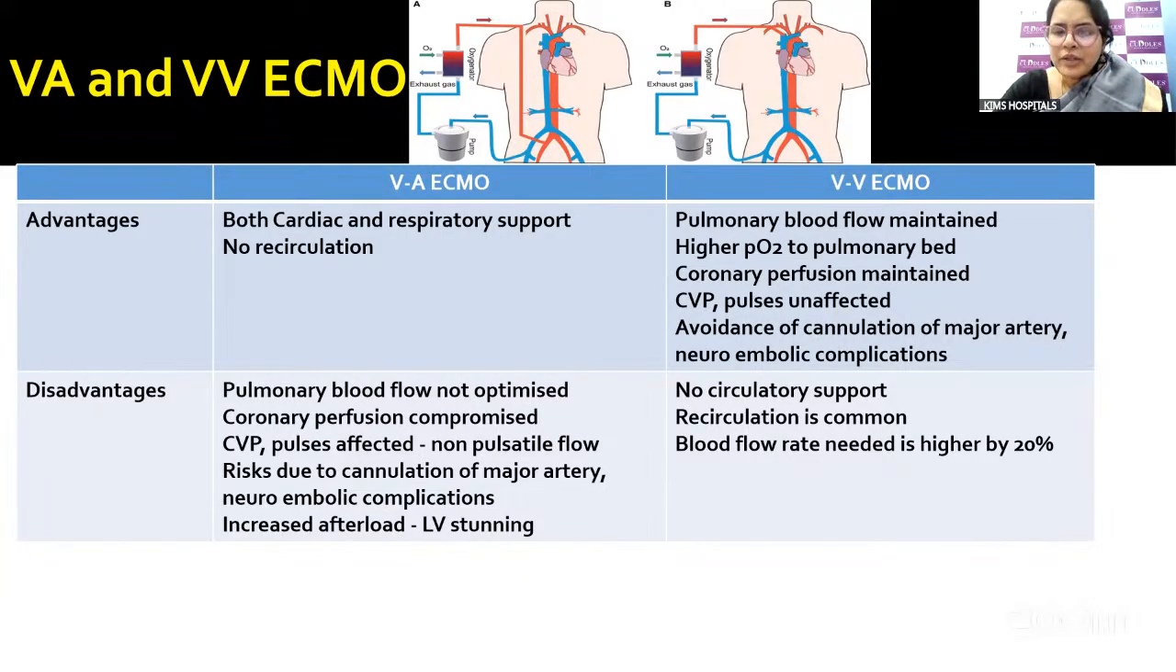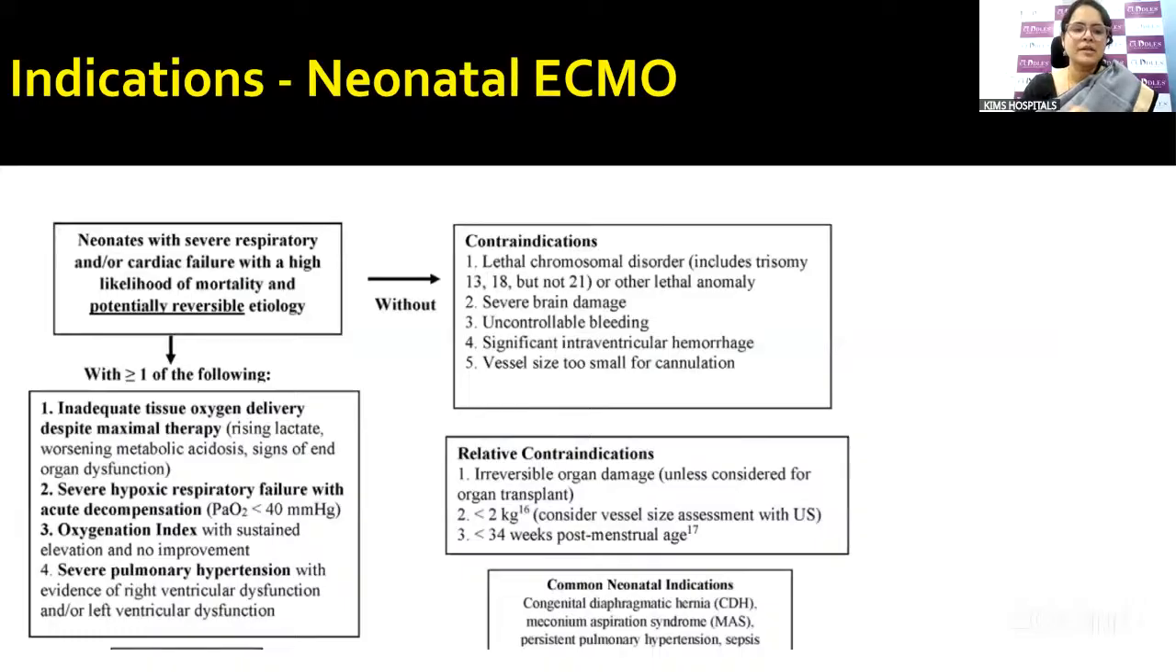The other advantages of VV ECMO are that it maintains pulmonary blood flow and provides oxygenated blood to the pulmonary bed as well, and it also maintains coronary perfusion. The pulse volume, CVP, etc., are unaffected in VV ECMO, whereas all these might get affected in VA. So, having had a basic understanding about VV and VA ECMO and their relative advantages and disadvantages, and the basic premise under which they are used, let us now discuss a little bit about indications of neonatal ECMO in particular.